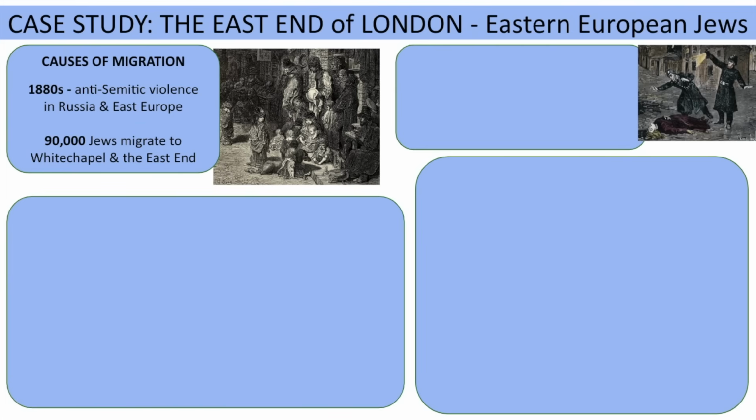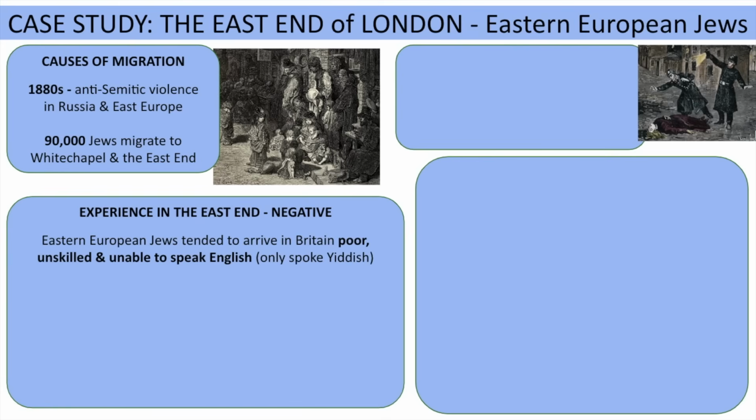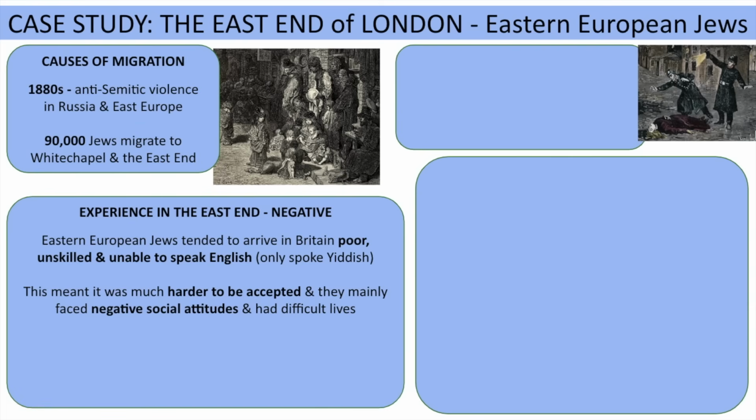And that huge number of migrants in that very short period of time to one quite small area leads to massive backlash. So the experience in the East End is highly negative, especially because Eastern European Jews tended to arrive very, very poor. They were unskilled at work that Britain needed done, and they were often unable to speak English. Most of them would only speak Yiddish or maybe Russian. And this meant it's much harder for them to be accepted, and they mainly faced negative social attitudes and had difficult lives.